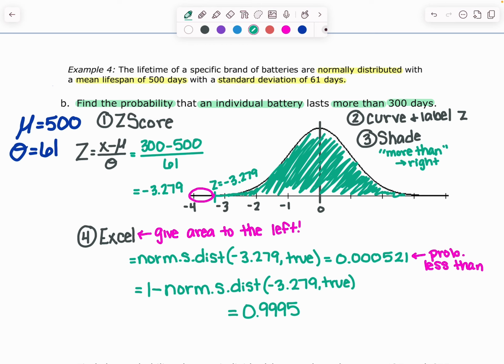So the probability that a battery lasts more than 300 days is 0.9995. It would be very unlikely that a battery does not last more than 300 days. Your batteries are probably going to last more than 300 days. So that is how you can calculate the probability of more than with something that is normally distributed.